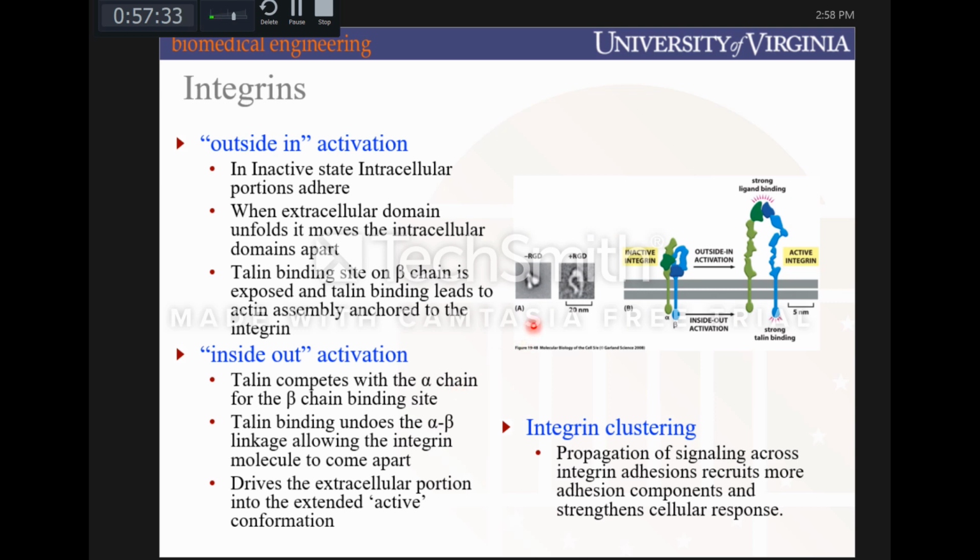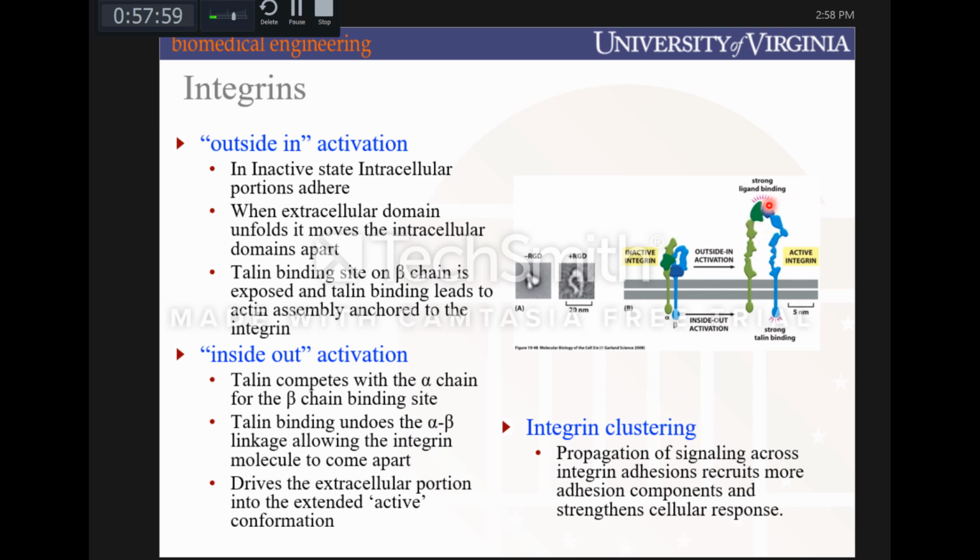So this is what an inactive integrin looks like. This is without RGD, and this is with RGD. You can see it's folded over here, and then it's extended here. And this is recapitulated in this cartoon. So for outside-in activation, what you're kind of used to thinking about, the integrin will find its extracellular matrix ligand, bind to it, and that causes this unfolding.